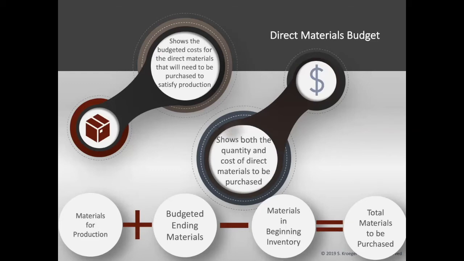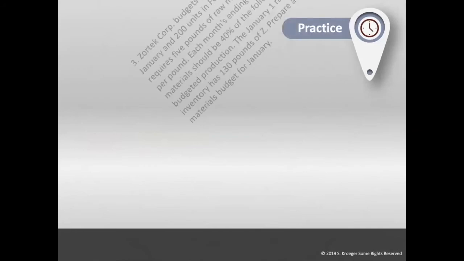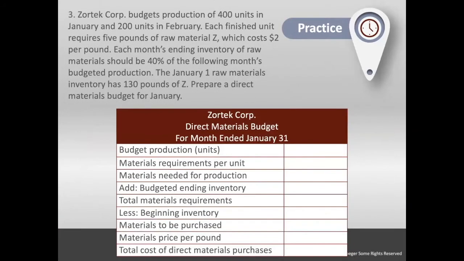Let's do an example with this one. This is number 3 on your classwork. We have a Zortec Corp who budgets production of 400 units in January and 200 units in February. Each finished unit requires 5 pounds of raw material Z, which costs $2 per pound. Each month's ending inventory of raw materials should be 40% of the following month's budgeted production. The January 1st raw materials inventory has 130 pounds of material Z. Prepare the direct materials budget for January.